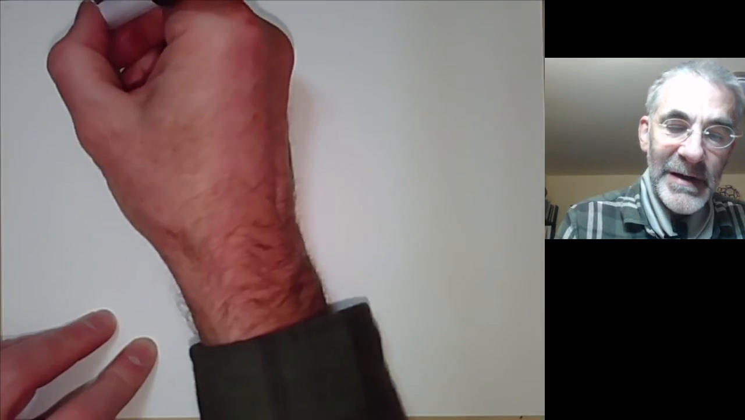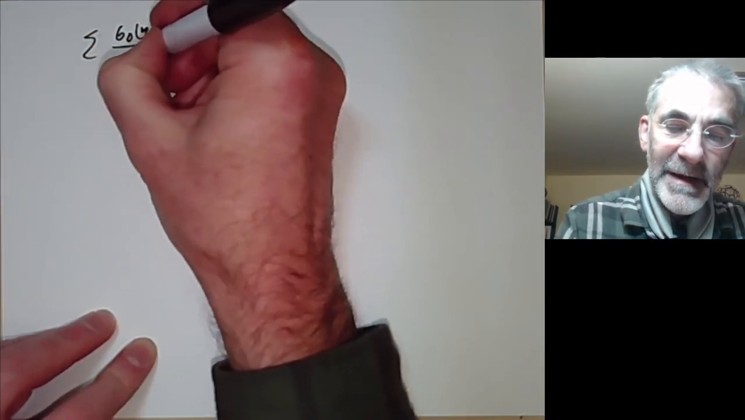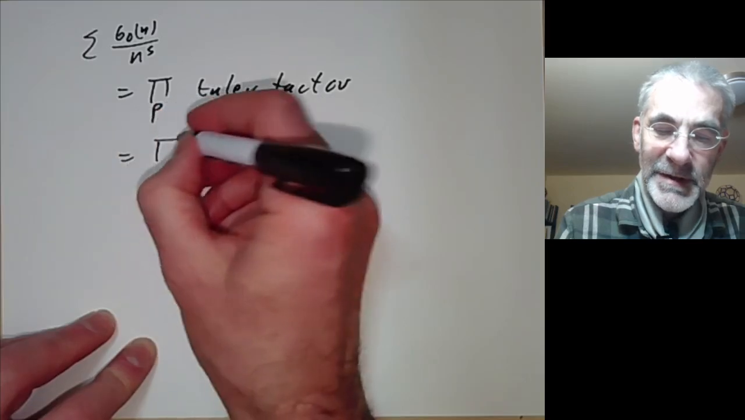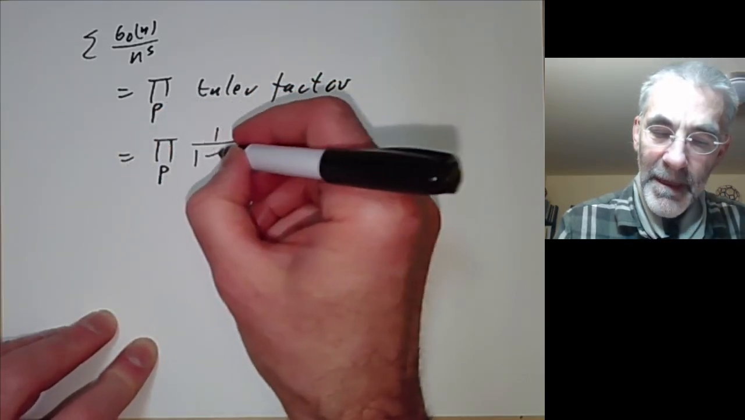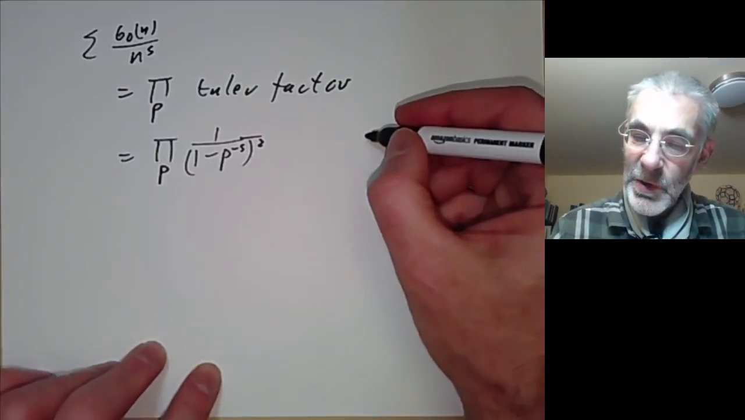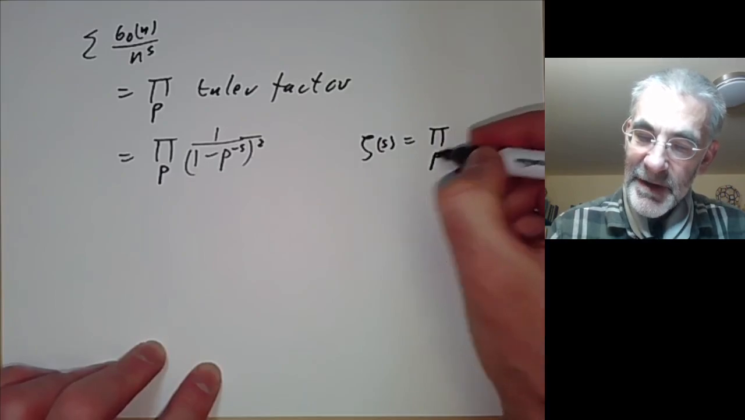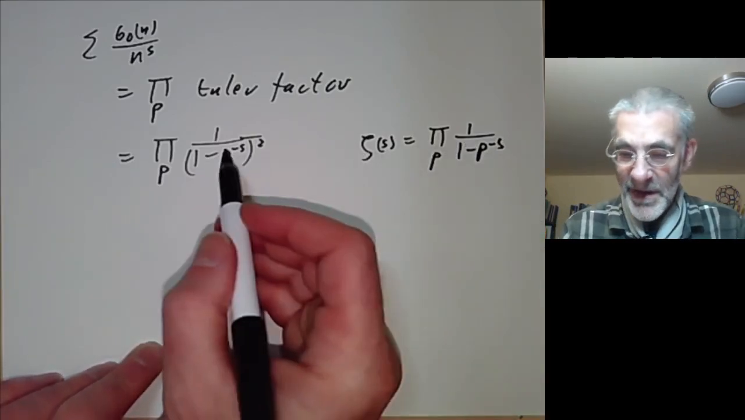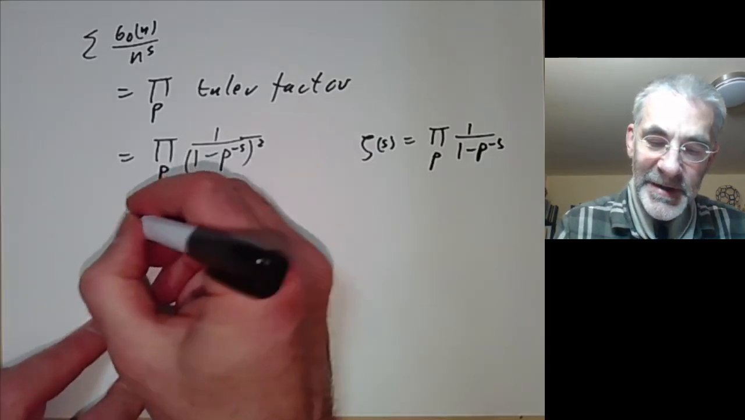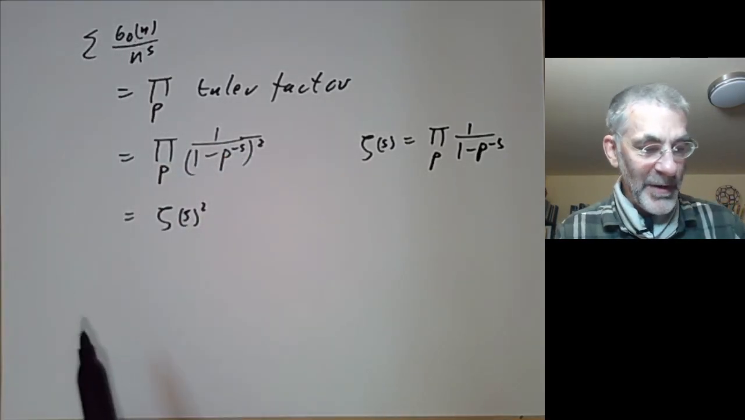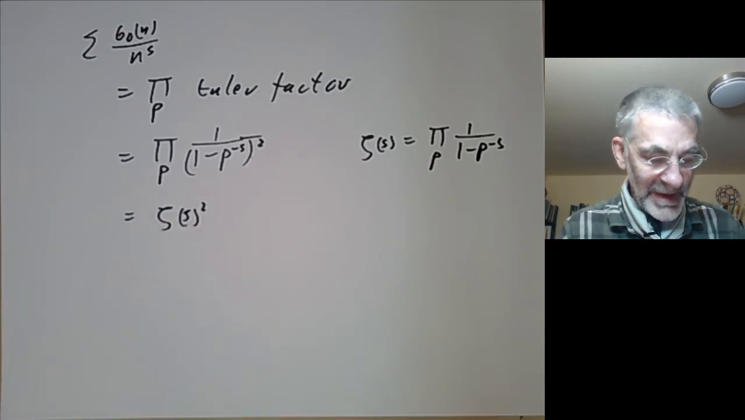So now we can work out the Dirichlet series for sigma 0. The sum of sigma 0 of n over n to the s is a product over all primes of the Euler factor, and we figured out what the Euler factor was. So this is just a product over all primes of 1 over 1 minus p to the minus s, all squared. This should look vaguely familiar, because we recall that zeta of s is a product over p of 1 over 1 minus p to the minus s. If you compare this expression with that one, you see they're pretty similar apart from the fact that this is squared. So this is just zeta of s all squared. There we found the Dirichlet series for sigma 0. It turns out to be a rather simple expression.